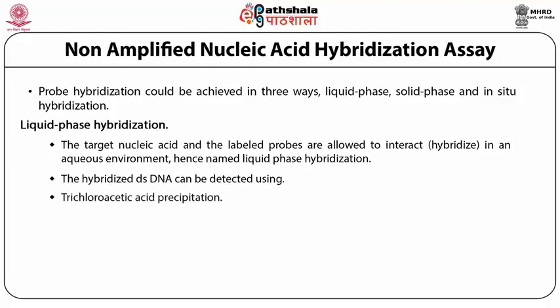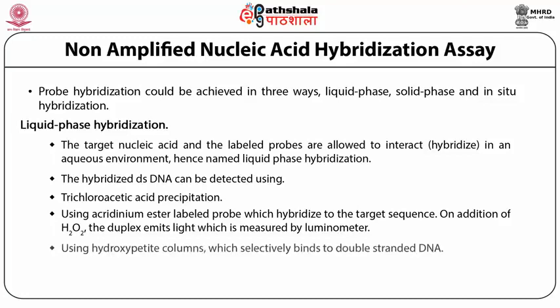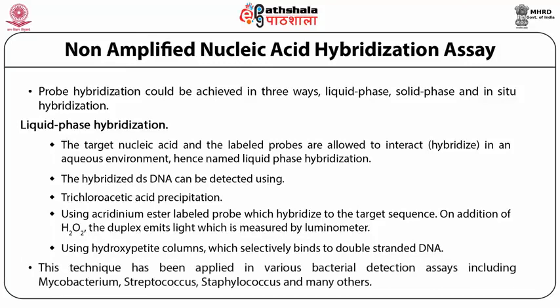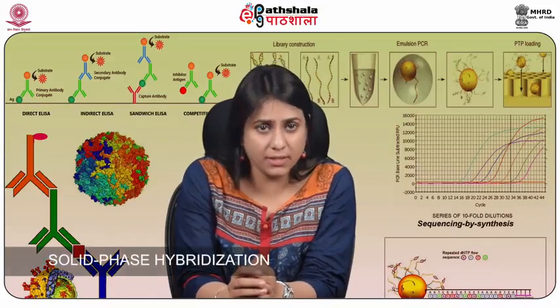trichloroacetic acid precipitation, using an acridinium ester labeled probe which hybridizes to the target sequences. On addition of H2O2, the duplex will emit light which is measured by a luminometer, or using hydroxyapatite columns which selectively bind to double-stranded DNA. This technique has been employed in detection of various bacteria like Mycobacterium, Streptococcus, Staphylococcus, and many others.